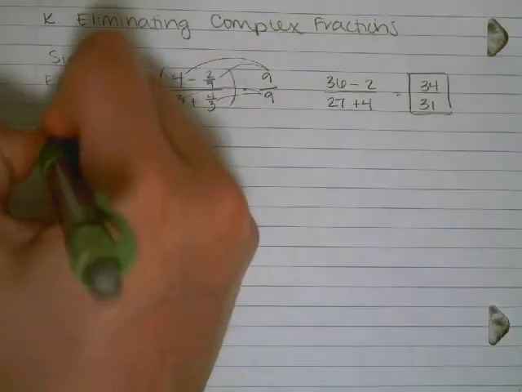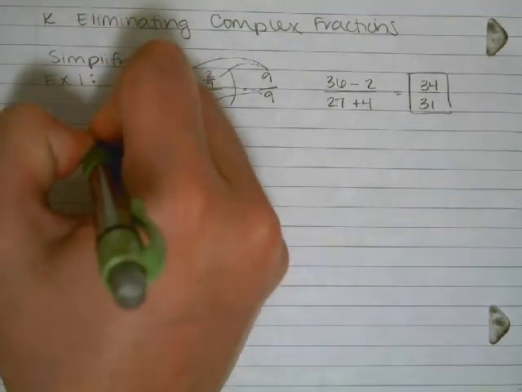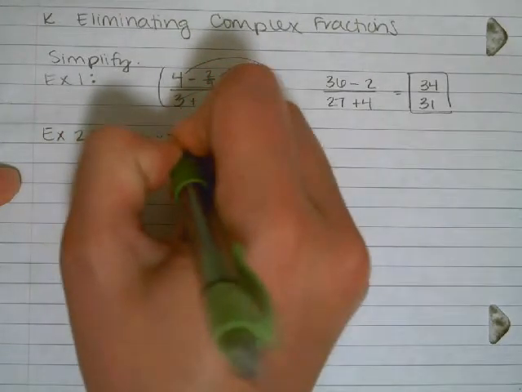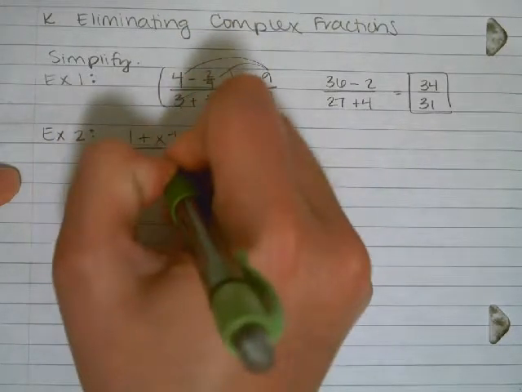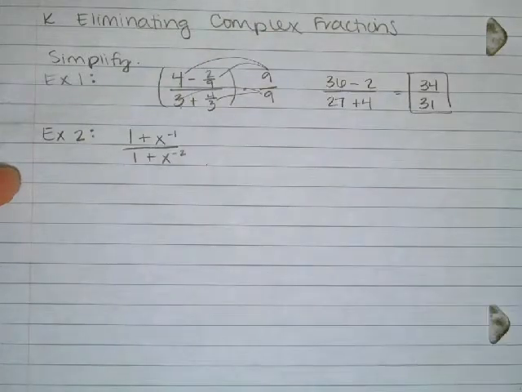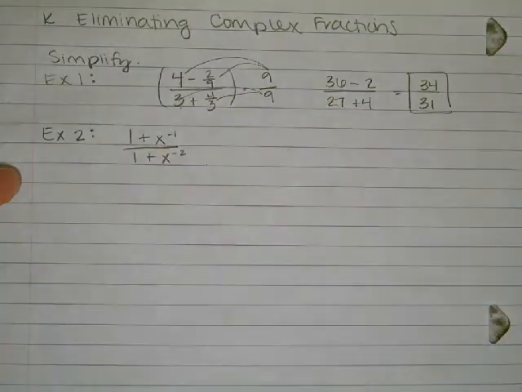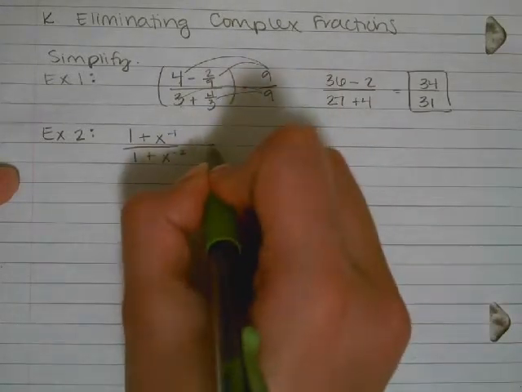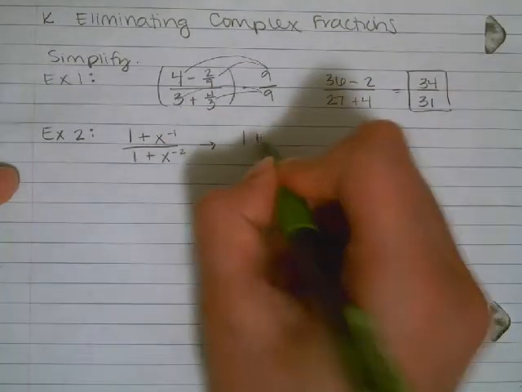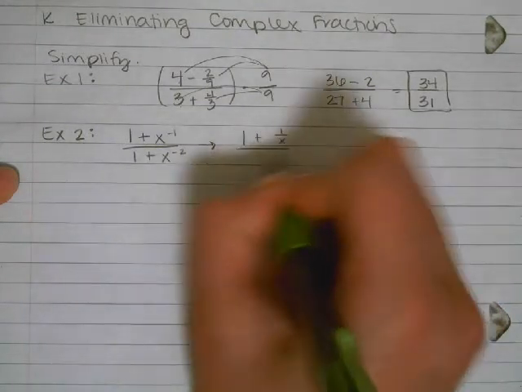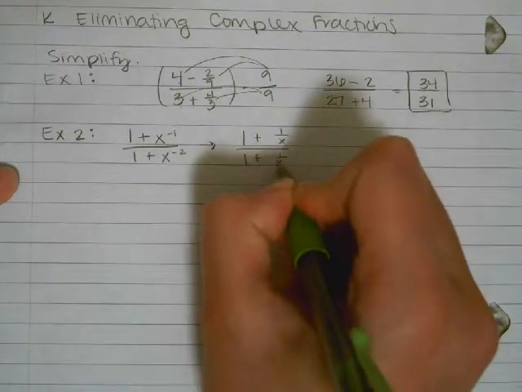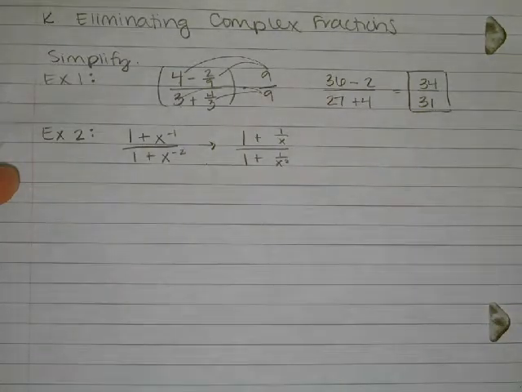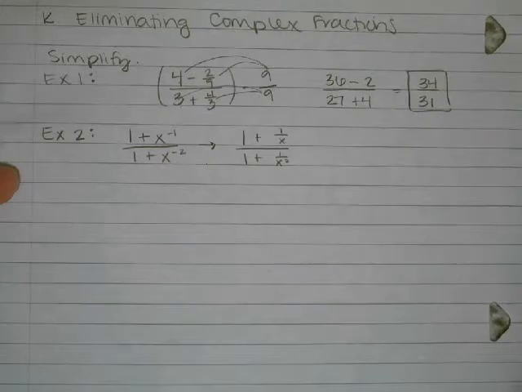All right, example 2. So here we've got 1 plus x to the negative 1 over 1 plus x to the negative 2. So this is a complex fraction, and it's really not even recognizable because of those negative exponents. So the first thing I'm going to do is rewrite it. And now I can see that it's that complex fraction, and so I can multiply by the common denominator.